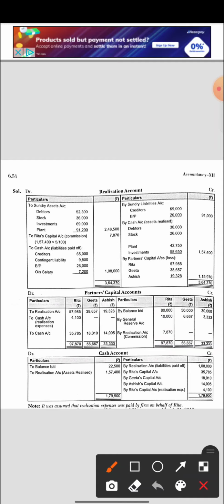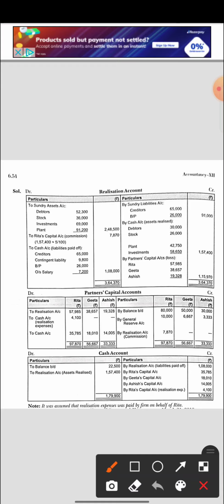General reserve, it's already there. Realization also, she received. But let's look at this realization. It's a loss. It's a payment by the company. The company has to pay 57,985, Rita, Gita 38,657, and Ashish 19,000. That much money has to be paid.